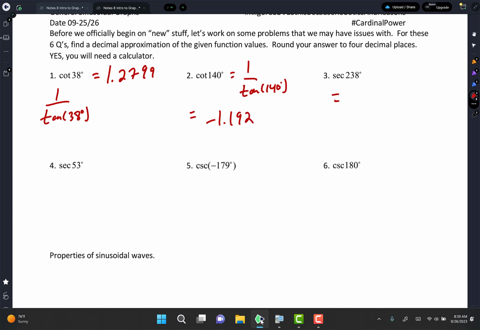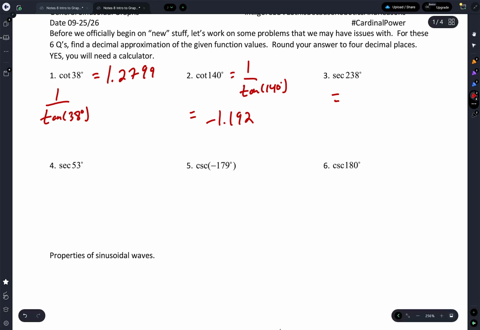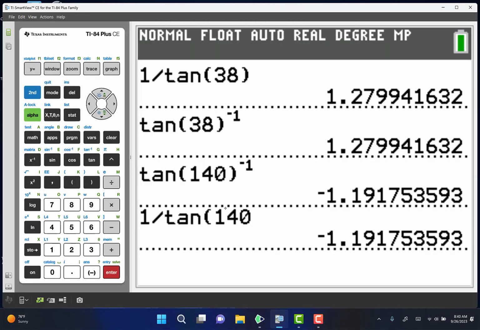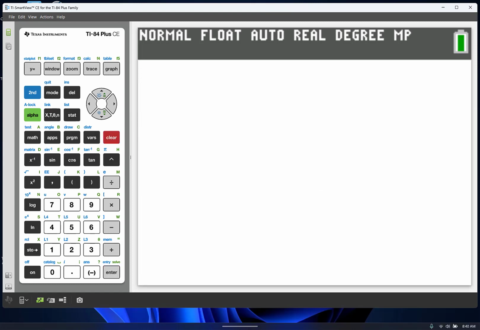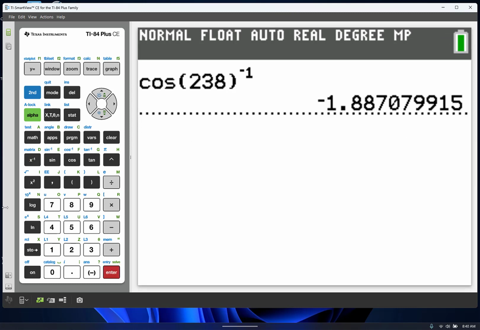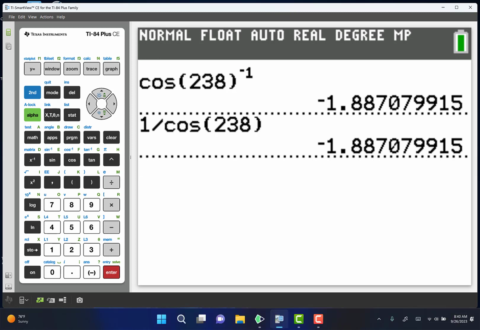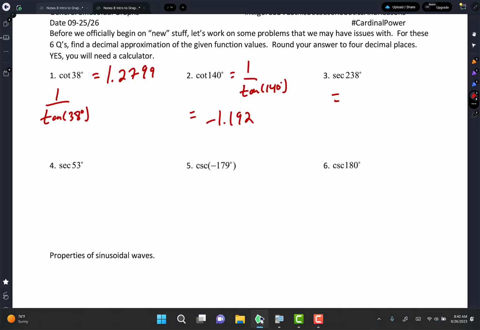All right. Secant of 238 degrees. Secant is the reciprocal of which one? Cosine. So I put cosine 238. 238 degrees is in quadrant what? Quadrant 3. And in quadrant 3, cosine is negative, so secant will be negative. You don't have to use the little negative 1. You can just do 1 divided by cosine of 238, and you get the same answer. There it is, negative 1.887. Are we still okay?